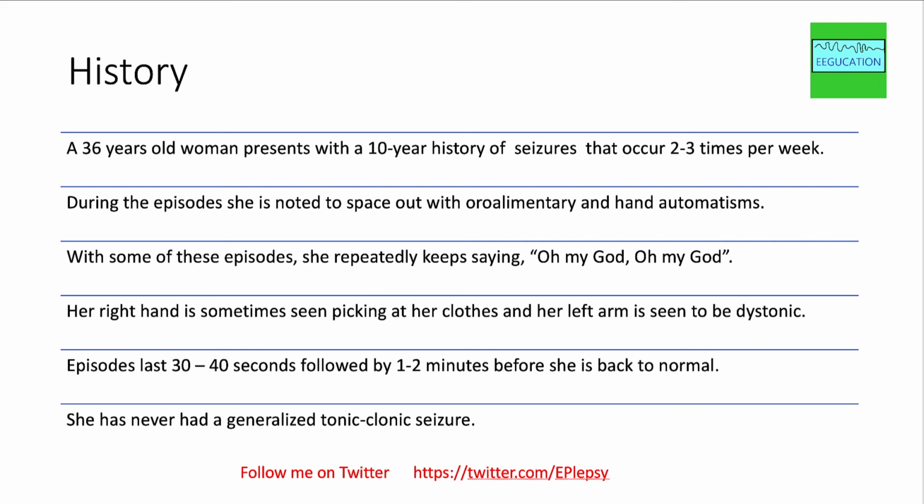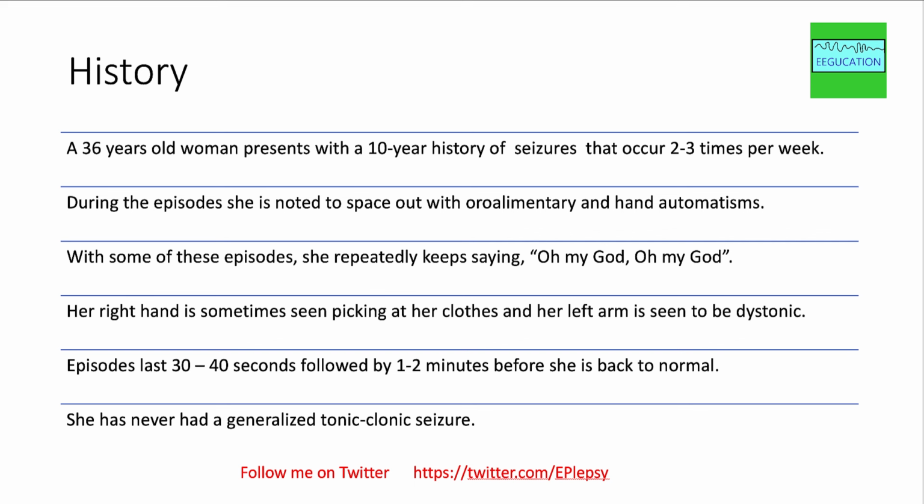This is a 36-year-old woman who presents with a 10-year history of seizures that occur 2 to 3 times per week. During the episodes, she is noted to space out with oro-alimentary and hand automatisms. With some of these episodes, she repeatedly keeps saying, "Oh my God, oh my God." Her right hand is sometimes seen picking at her clothes, and her left arm is seen to be dystonic. Episodes last 30 to 40 seconds, followed by 1 to 2 minutes before she is back to normal. She has never had a generalized tonic-clonic seizure.